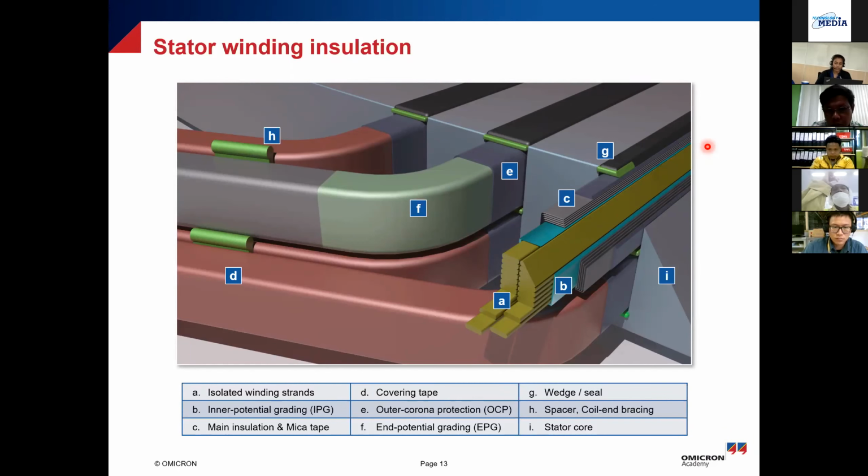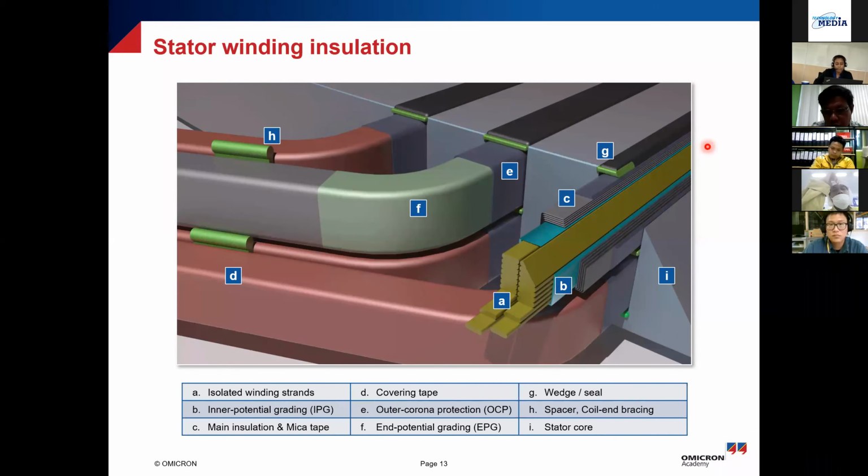So outer corona protection, let's say you have the core. You have these laminations of the core. They cannot be exactly of the same height. So maybe one is a little bit higher than the other. Because of that, there will be a non-uniform electric field across the whole slot. So you need an outer corona protection so that the field can be uniformly distributed, and you don't have discharges.